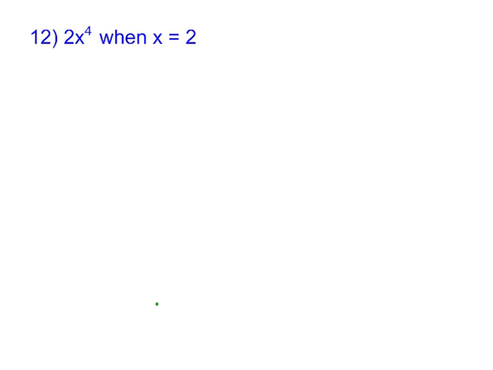Number 12 says 2x to the 4th power when x is equal to 2. So we can rewrite this as 2 times 2 to the 4th power. Order of operations tells us we need to do 2 to the 4th first, and 2 to the fourth is 16. So we can rewrite this as 2 times 16. And 2 times 16 is 32.